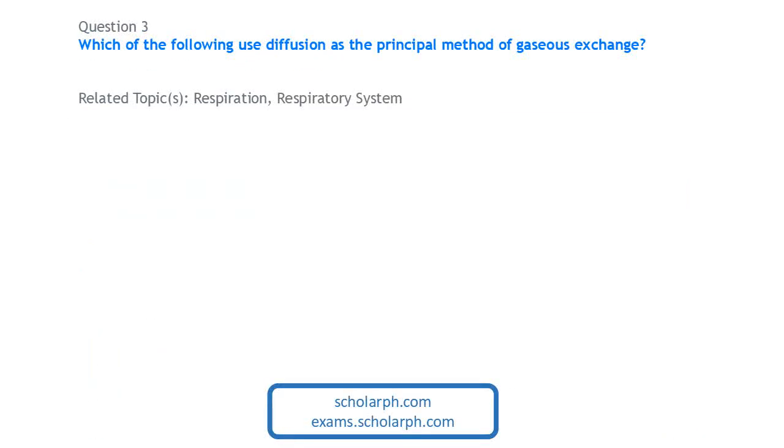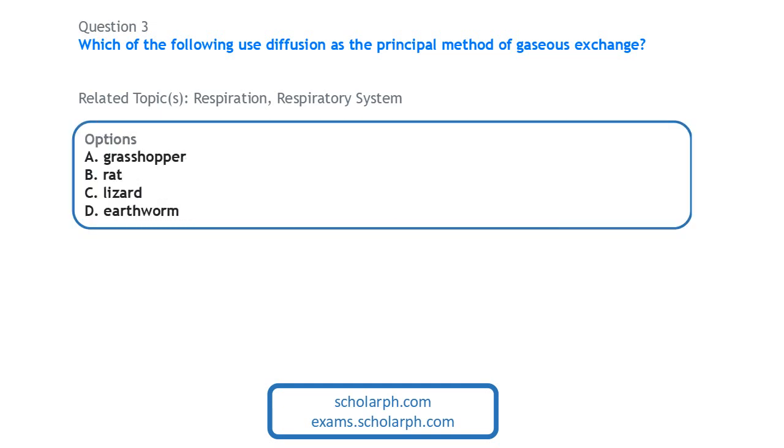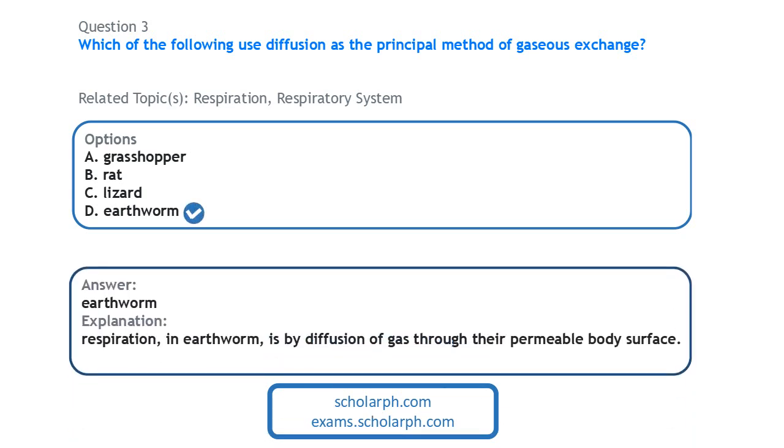Question 3. Which of the following use diffusion as the principal method of gaseous exchange? The earthworm uses diffusion as a means of respiration.